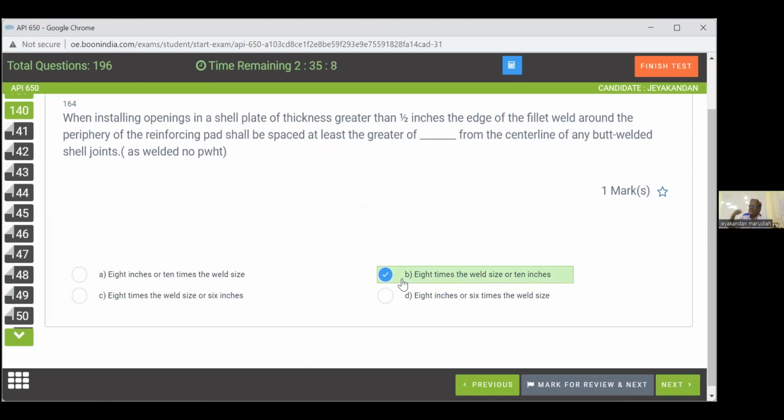Understood, how we looked at it? So first you have to see what condition they have given. They have given greater than half an inch. They didn't mention PWHT, they have said as welded, no PWHT. That's why we refer to the no PWHT column, as welded.